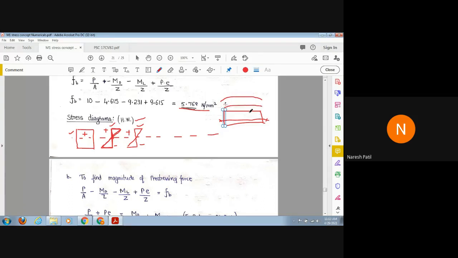So because of that, what will happen? The bottom will be under what? Tension. So the top fiber will be under tension. The bottom fiber will be under compression. It will be vice versa. Opposite: the bottom has become compression, the top has become tension.